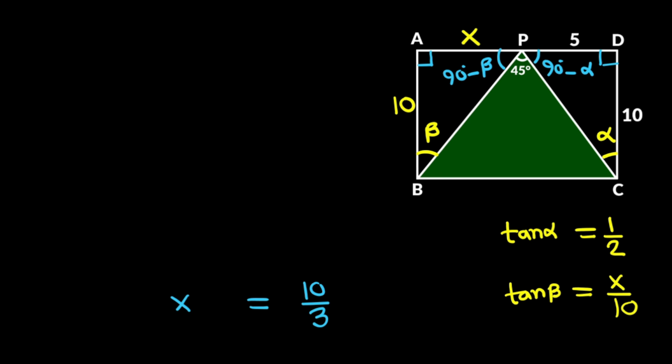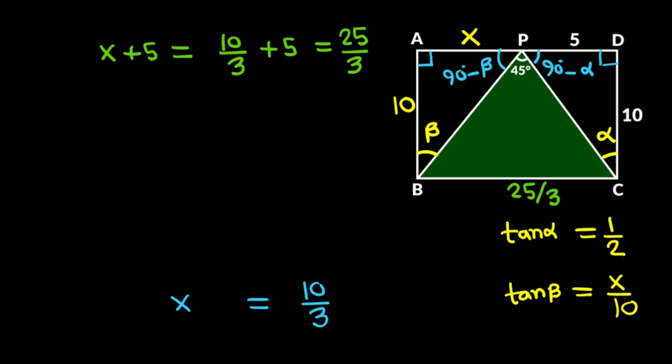The full top side of the rectangle is X plus 5. So X plus 5 becomes 10/3 plus 5, which is 25 over 3. That's also the base of the triangle. And the height is just the side of the rectangle, which is 10.